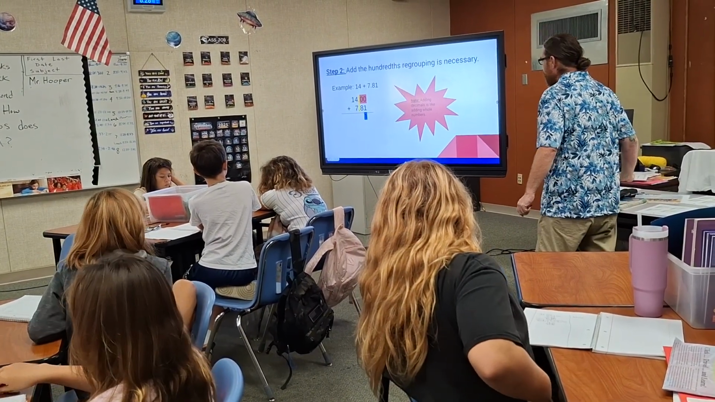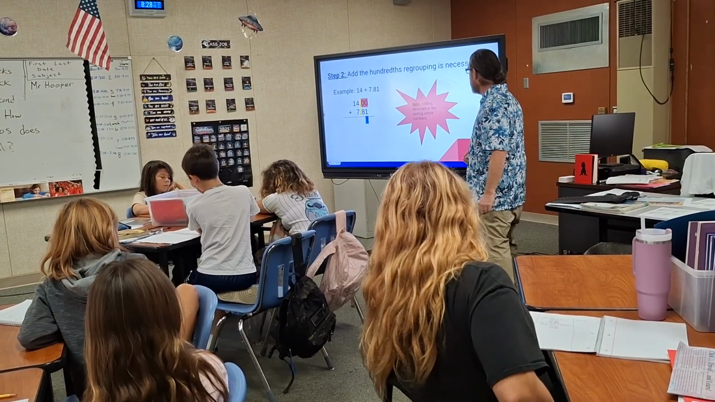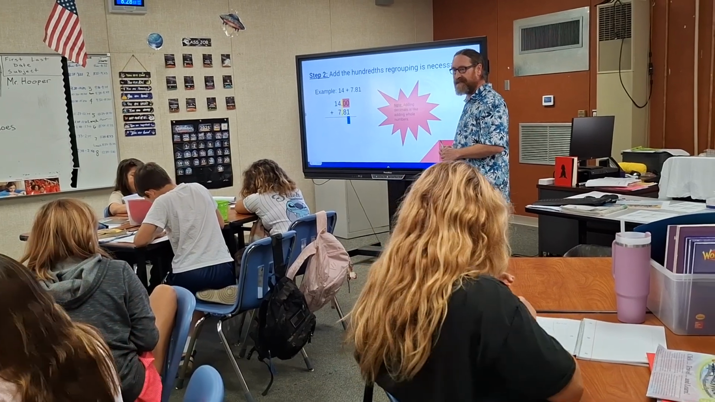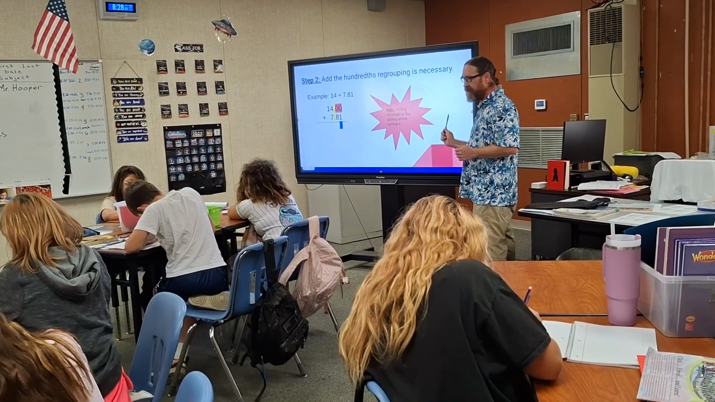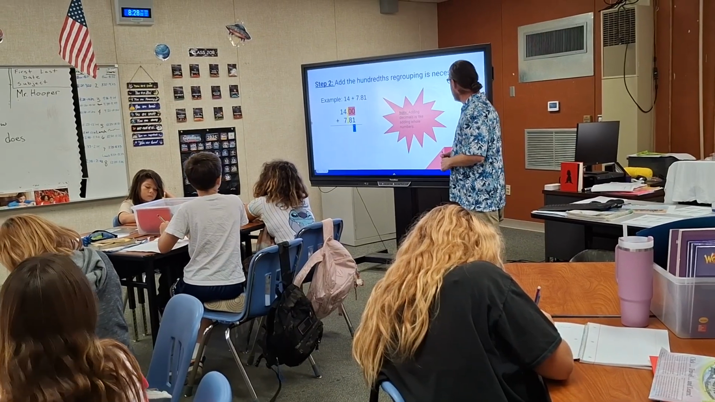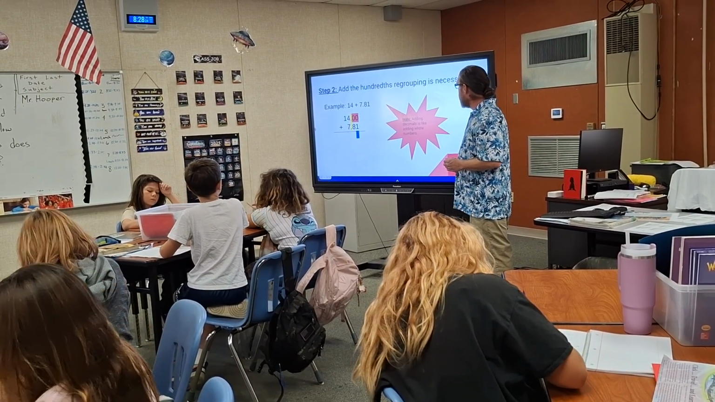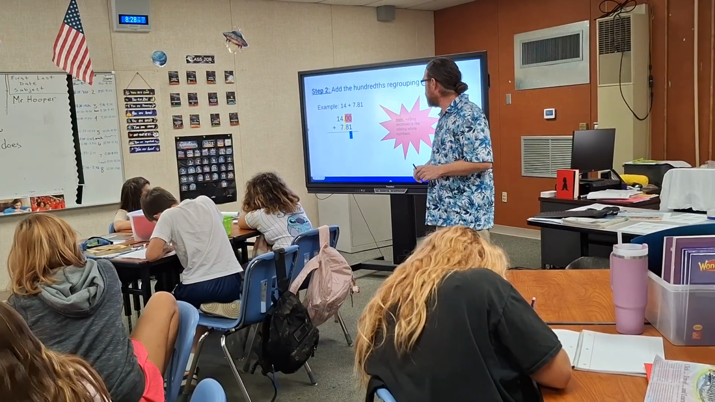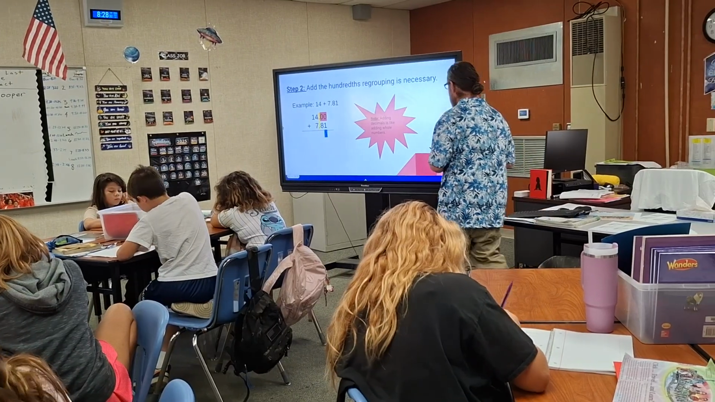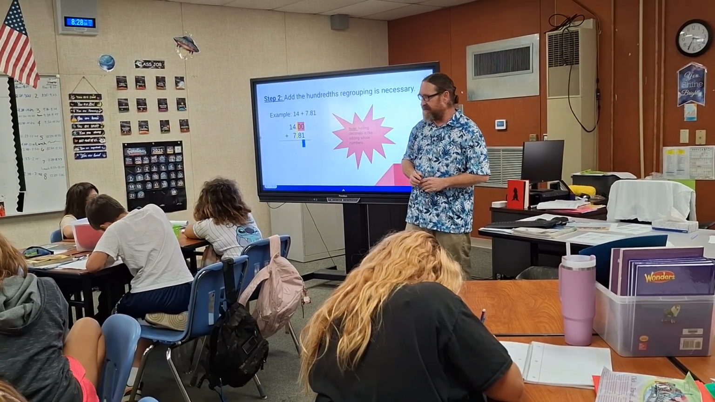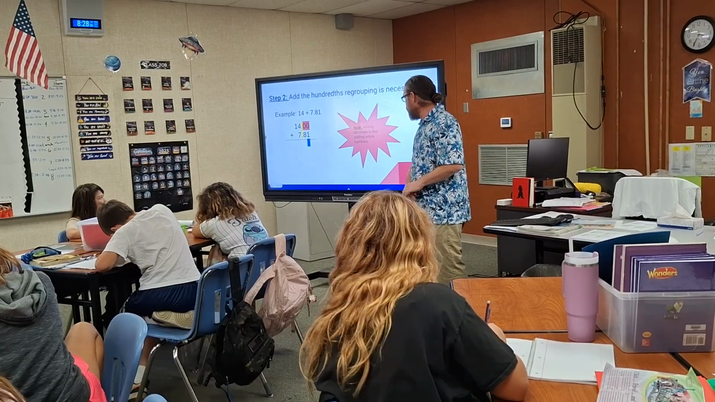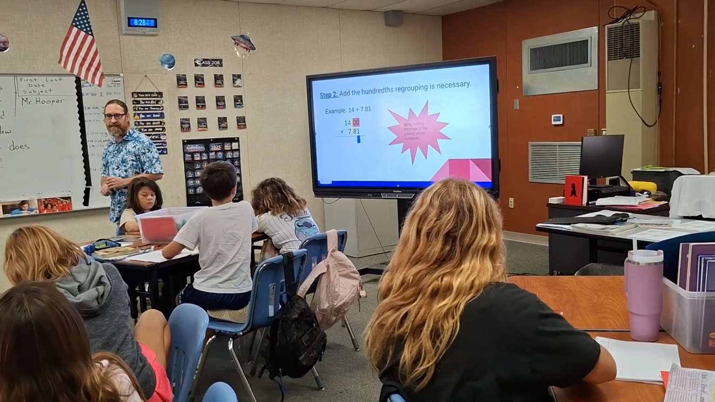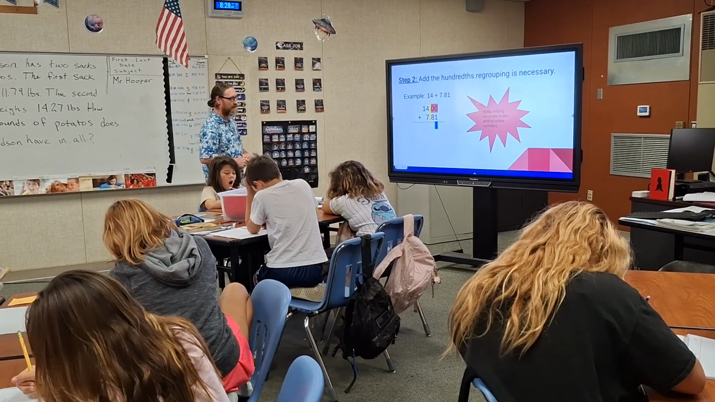Good. Step 2, add the hundreds first, right? That's what we did. We added our hundreds and we moved to the left. And just to note, adding decimals is just like adding whole numbers. You just drop down your decimal point, line up your numbers. All right?